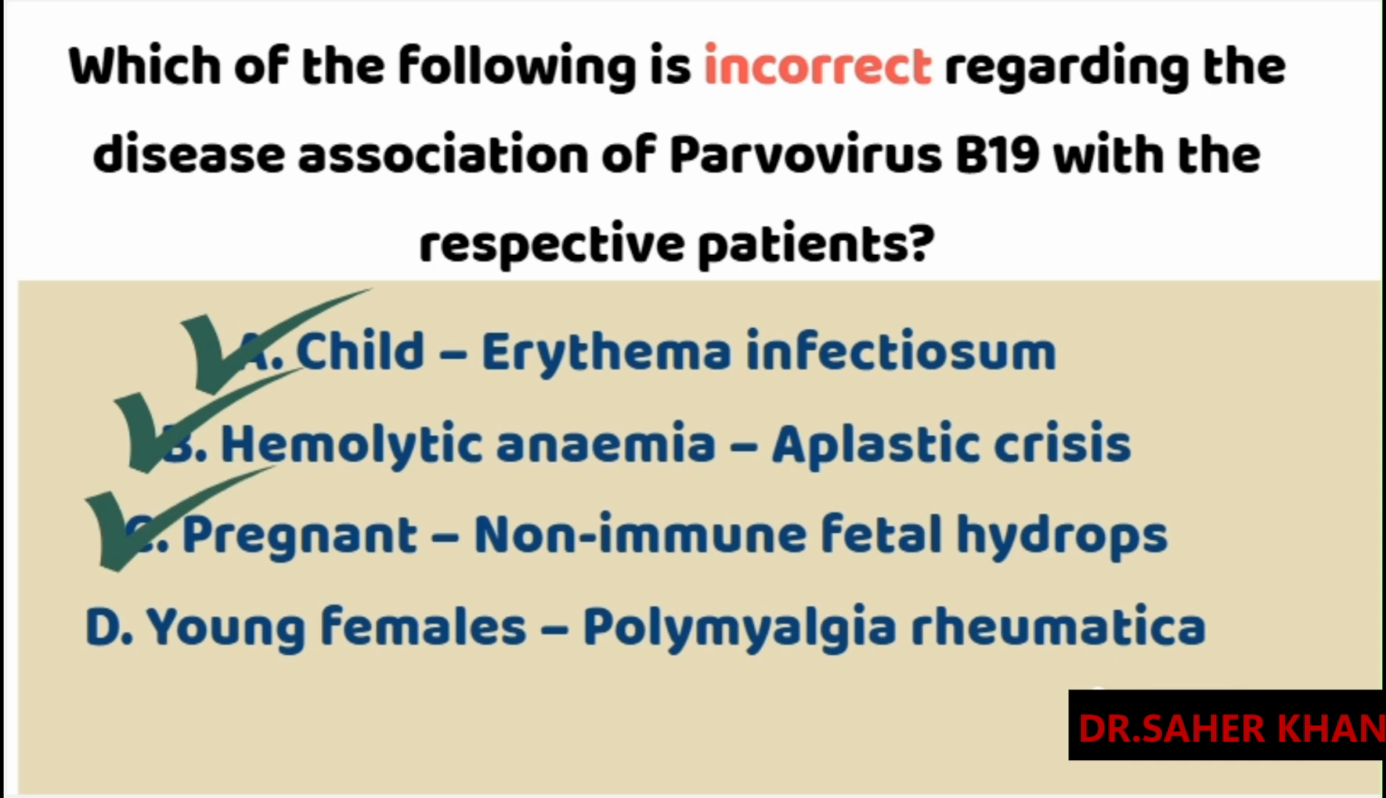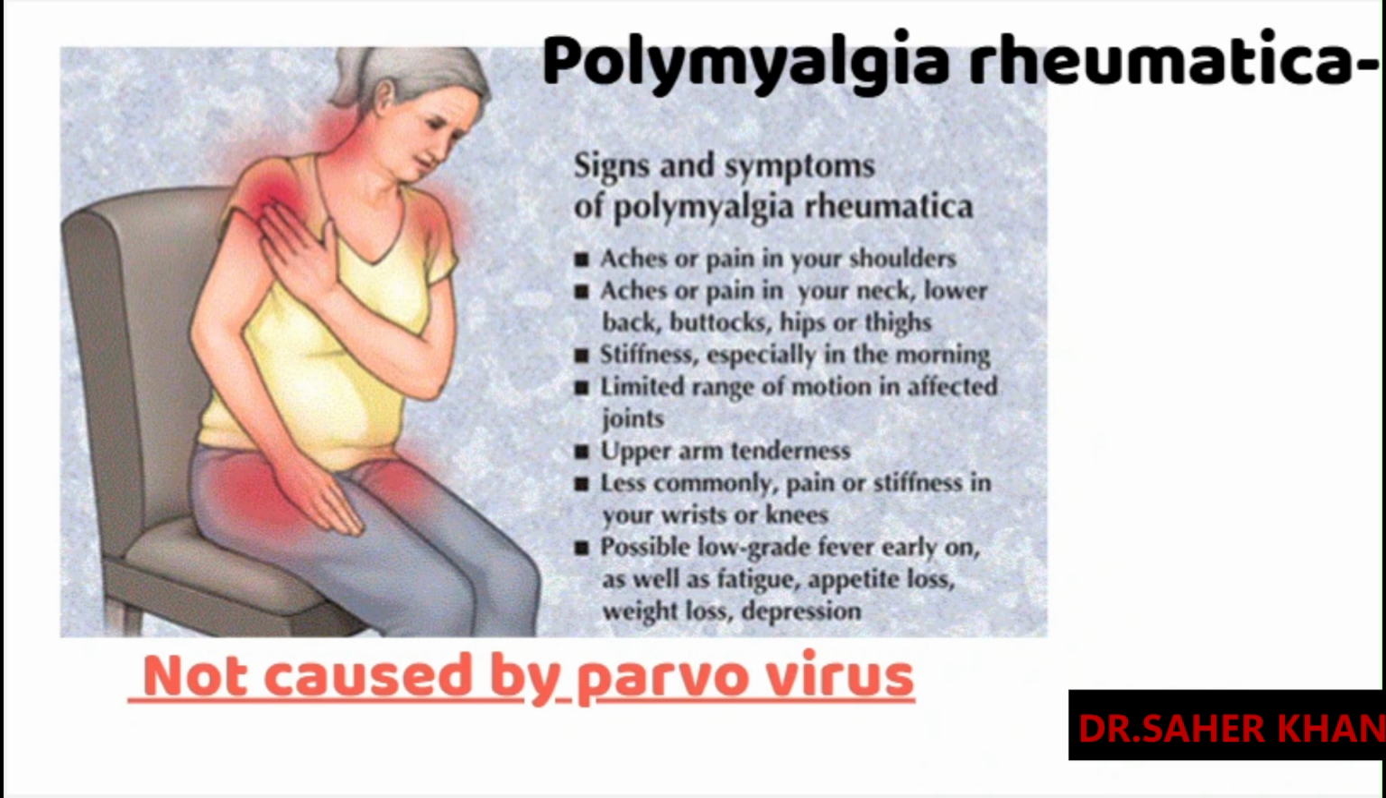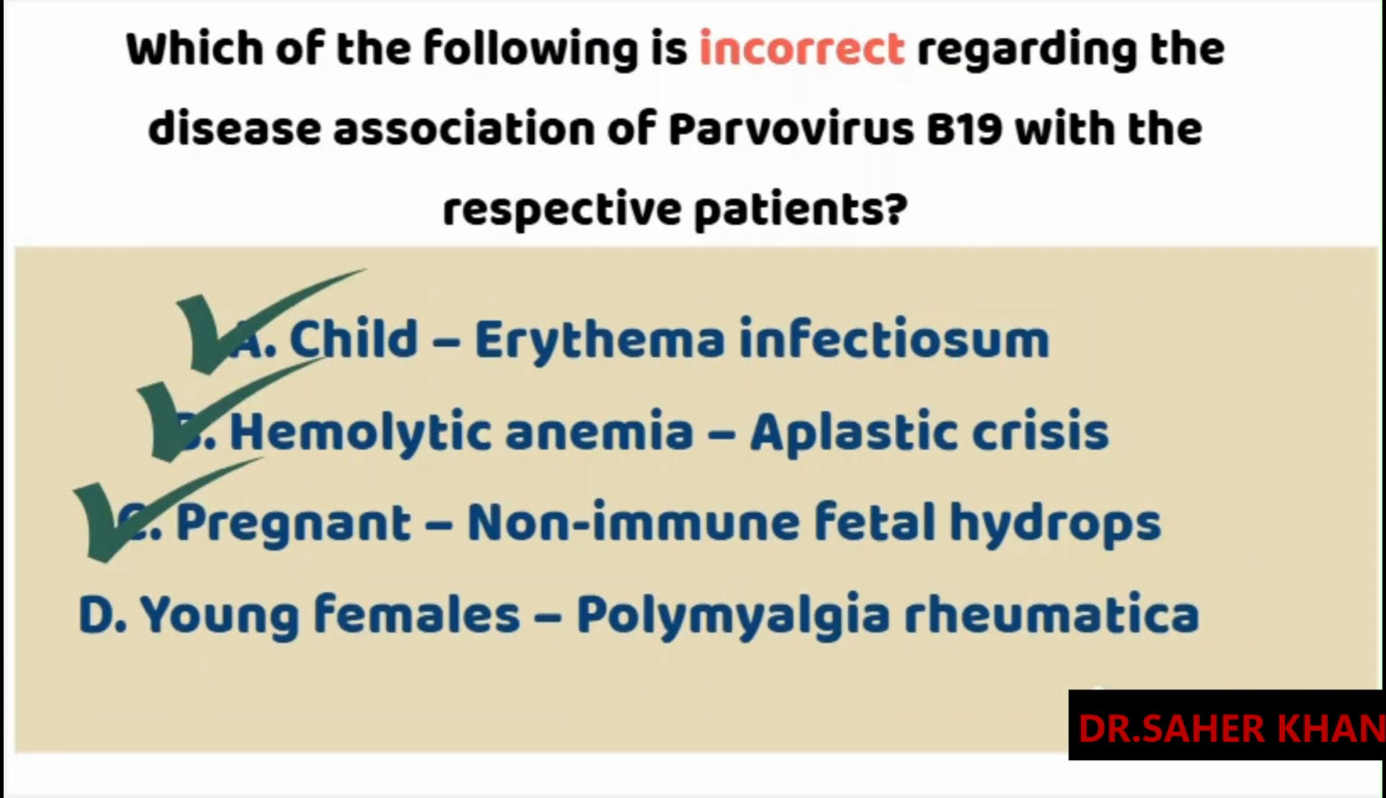Finally, the last option, young females, polymyalgia rheumatica, and this is not caused by parvovirus. This disease is an autoimmune and age-related disease, and it is not caused by parvovirus. So option D is the answer.